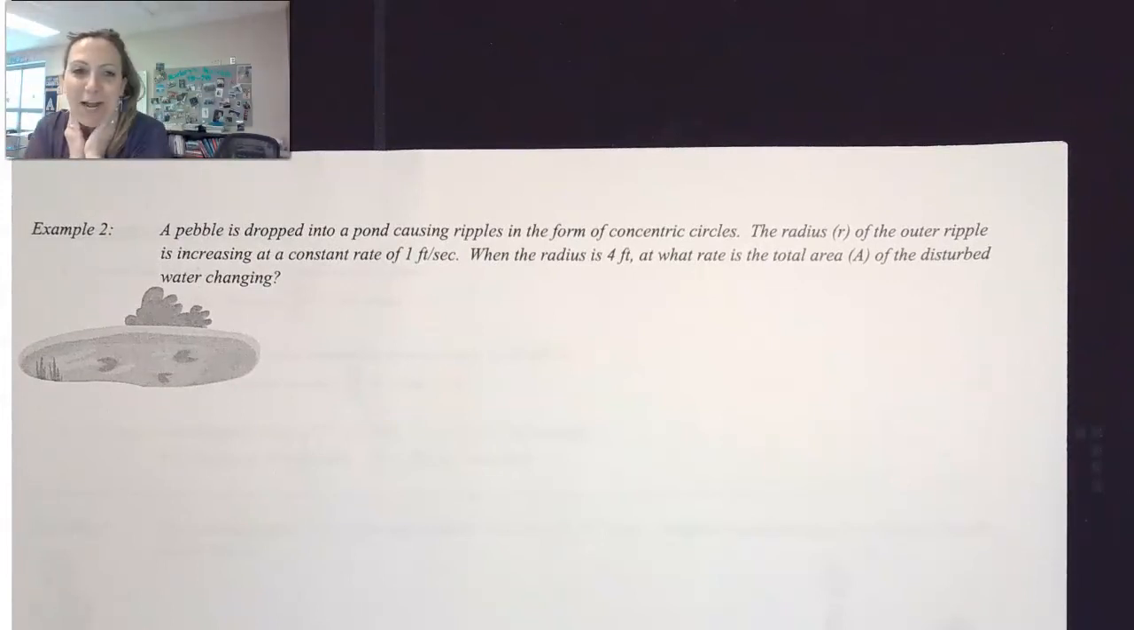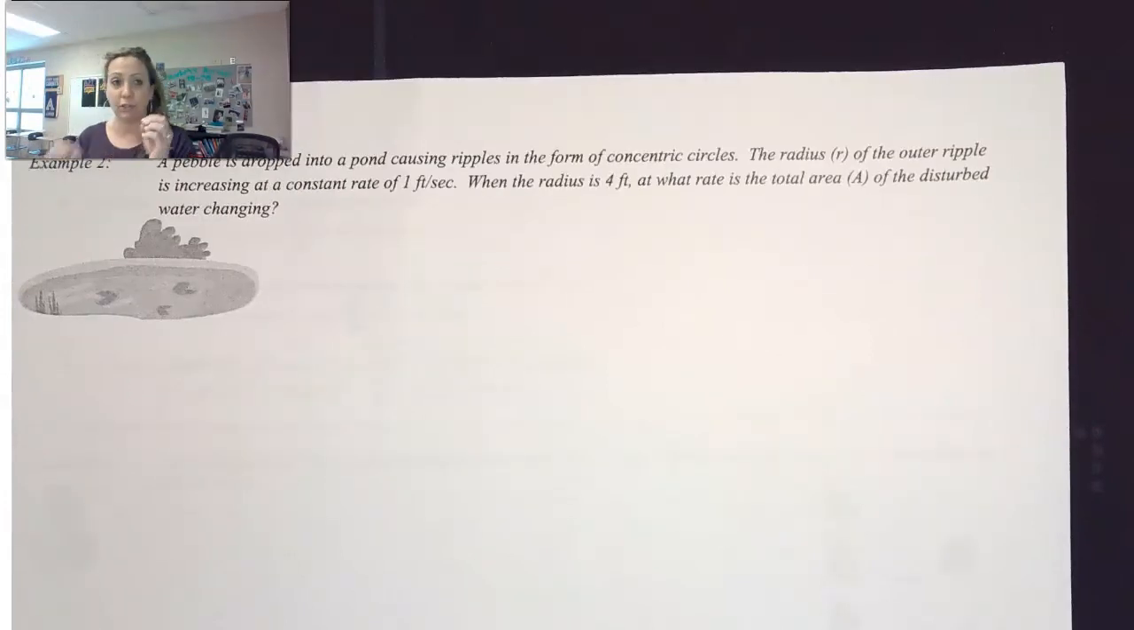A pebble is dropped into a pond, causing ripples in the form of concentric circles, okay? The radius r of the outer ripple is increasing at a constant rate of 1 foot per second. When the radius is 4 feet, at what rate is the total area A of the disturbed water changing?